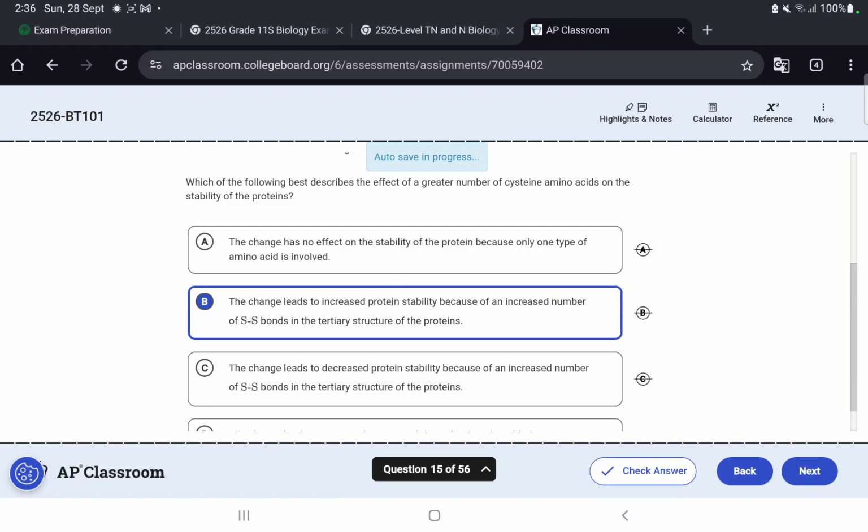Sorry guys, but my throat is clogged. I don't know what's going on.